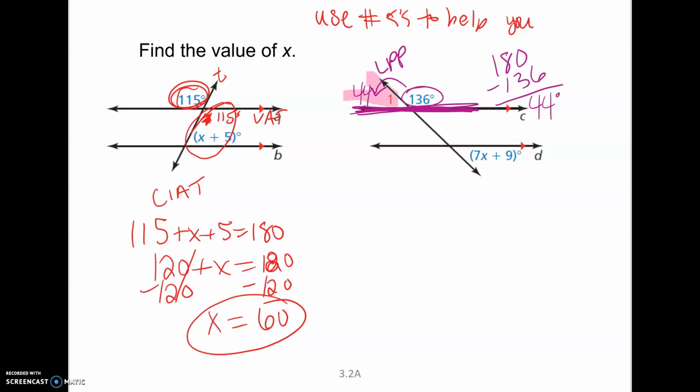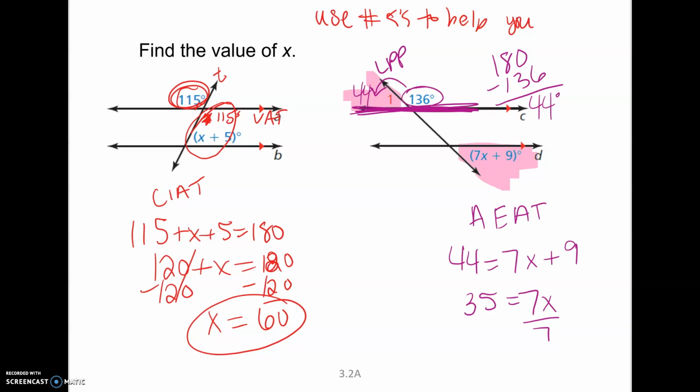Okay, then I can see this angle and this angle. That's where I'm trying to get to. Those are alternate exterior angles. Okay, they're on opposite sides of my transversal. They're alternate exterior angles. So if I look back on my first slide, these should be congruent. So 44 equals 7x plus 9. So I'm going to subtract 9 from both sides. I get 35 equals 7x. Divide by 7, so x equals 5.